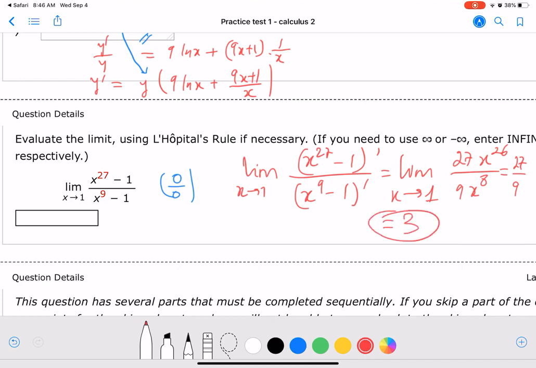So since this limit exists and is equal to 3, by L'Hopital's rule, the original limit exists and is equal to 3. Is it? It's pretty simple.